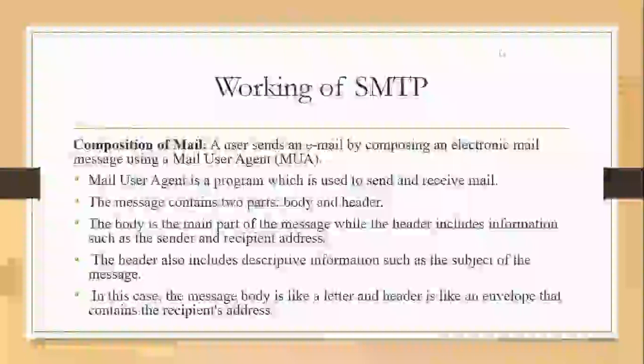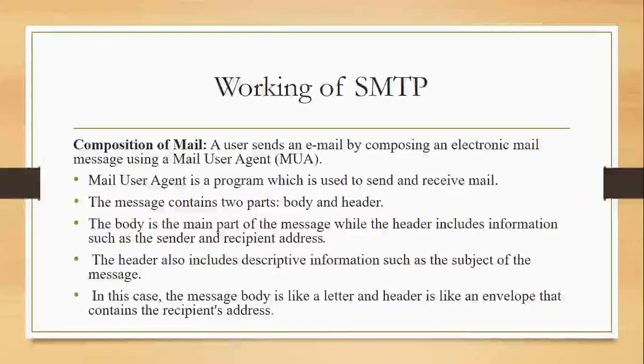Now the working of SMTP. The first step of SMTP is the composition of a mail. A user can send a mail by composing an email message using a mail user agent. A mail user agent is a program which is used to send or receive a mail. It means if we want to receive or send an email, then we can do it with the help of MUA, the mail user agent.